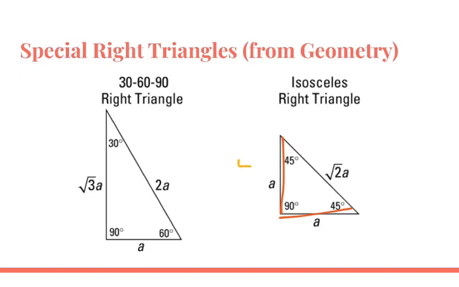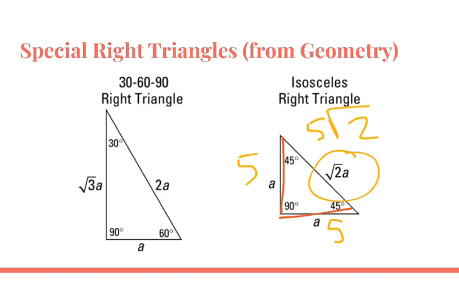Let's do the same example of 5. If this one's 5, I automatically know this one must be 5. And then my hypotenuse, it just says square root 2 times the leg. So 5 times square root 2, and you're done. Okay? Alright, so that's an easy example with 45, 45, 90. Let me show you one more.